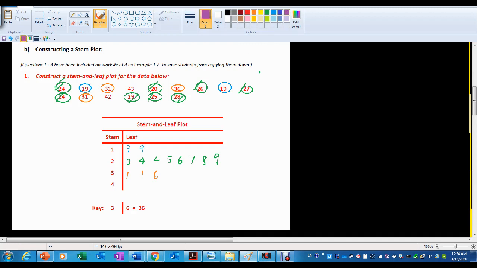And the last one will be the 40s: 42, 46, 42, 43. Okay, so that's it. You must have a key as a reference, so that people know that 3|6 means 36. All right, so that's how we construct a stem and leaf plot for the data below.